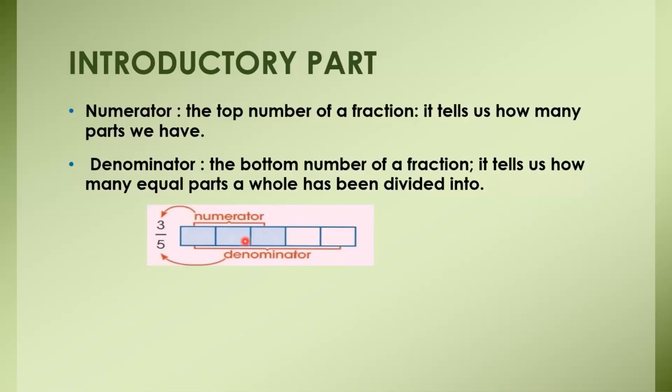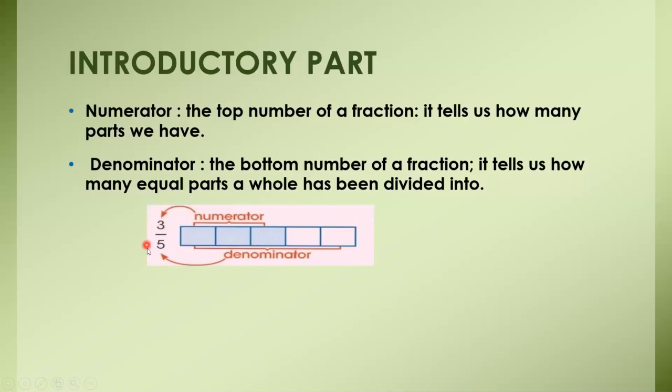So how will you write this pictorial representation in the form of a fraction? Out of 5 means the total number is 5, so the whole number we represent as the denominator. Here there are a total of 5 parts, so we write 5 as the denominator. Out of this 5, I have shaded 3 blocks, which means I have 3 parts. The numerator tells us how many we have, so I am writing 3 in the numerator.